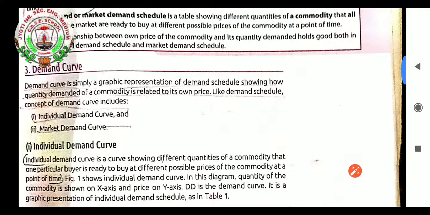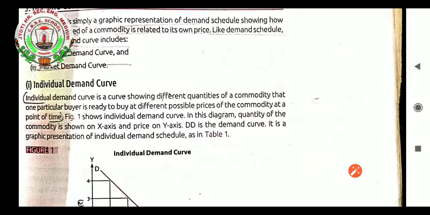For that, we will be seeing the demand curve. It is simply a graphical presentation of the demand schedule, showing how quantity demanded of a commodity is related to its own price. Like the demand schedule, the concept of demand curve includes individual demand curve and market demand curve. Individual demand curve is a curve showing different quantities of a commodity that one particular buyer is ready to buy at different possible prices of the commodity at a particular point of time. Figure 1 shows the individual demand curve.